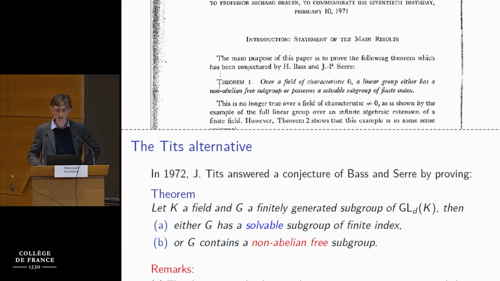Given an arbitrary field, if you assume that the group is a finitely generated subgroup, then that's the case. Namely, either you contain a free subgroup or you're virtually solvable. The only thing that can happen in positive characteristic is you could have a locally finite infinite group, like SL_N over the algebraic closure of the finite field. So then it's locally finite. This is not virtually solvable, but because it's locally finite, it does not contain a free subgroup. That's essentially the only reason.